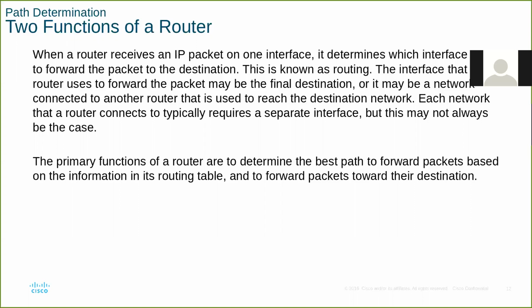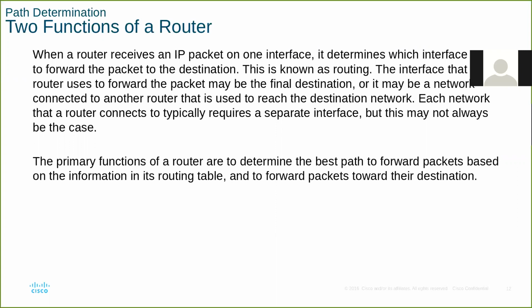In essence, routing is sending packets from one network to another network. The router is a layer 3 device, okay? And one of its functions is to send packets from one network to another network. The interface that the router uses to forward the packet may be the final destination, or it may be a network connected to another router that it uses to reach the destination.